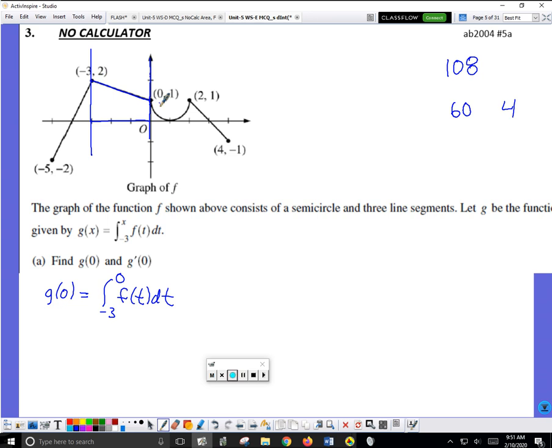Wait, so did we get the -3 from the -3 to x? Yes, thank you. The formula says you want to find any value of g, just use this formula. So I did. I want to find g when x is 0. Oh, okay. Does that make sense? Yeah. Points. Anyone else?